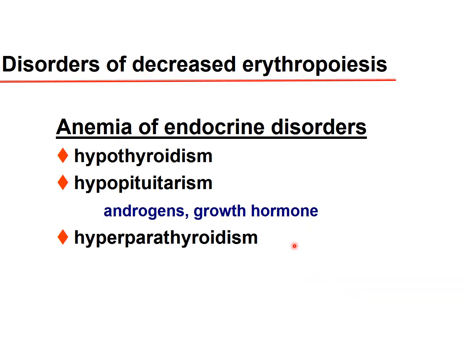Another cause of decreased erythropoiesis is some endocrine disorders, such as hypothyroidism or hypopituitarism that involves androgen or growth hormone deficiencies. IGF-1 is involved, for example, in this erythropoiesis. Or hyperparathyroidism, which alters the extracellular milieu in the bone marrow.